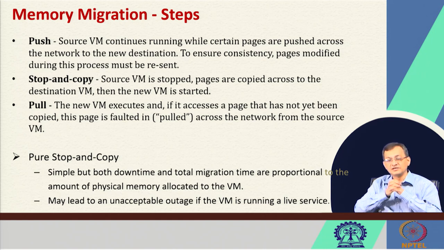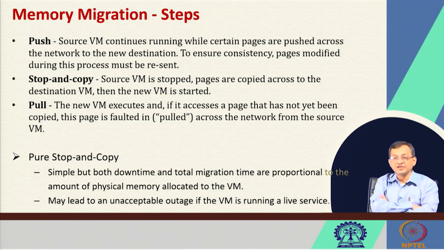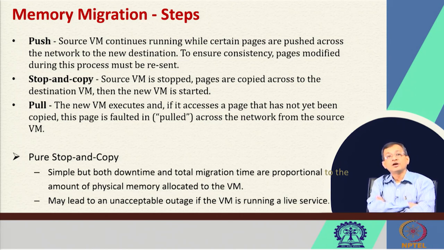So, you push, then stop and copy, and then pull. The new VM executes, and if it accesses a page that is not found in the copied pages, the page is faulted in, pulled across the network from the source. So, that means there can be push, there can be stop and copy, or pull: when the migrated VM is running at the destination and does not find some page, it can be pulled across the network from the source VM, right. That is when live migration is going on.